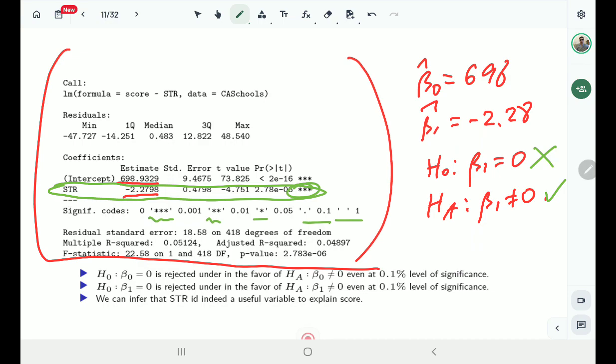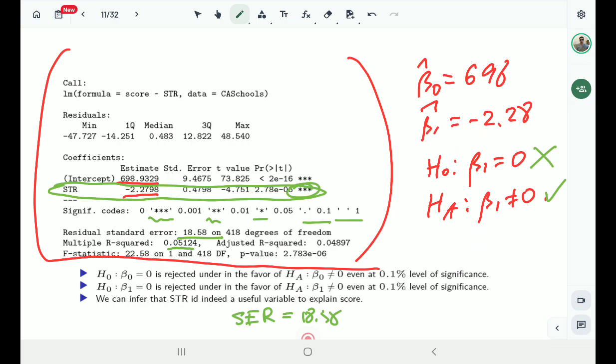Also we got the residual standard error, that is the standard error of regression, denoted by SER, equal to 18.58, and the R square is equal to 5%. So this is really a bad fit. It means that only 5% of the variation in the dependent variable is explained by the model, by the independent variable. So that is quite a poor fit, just 5%.